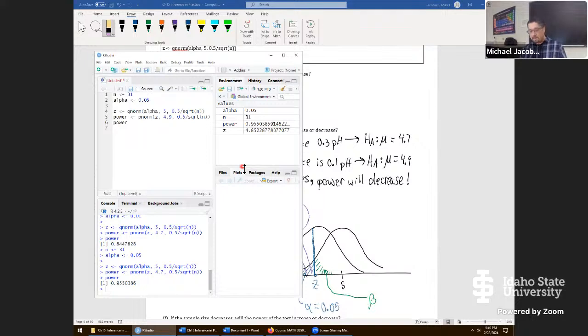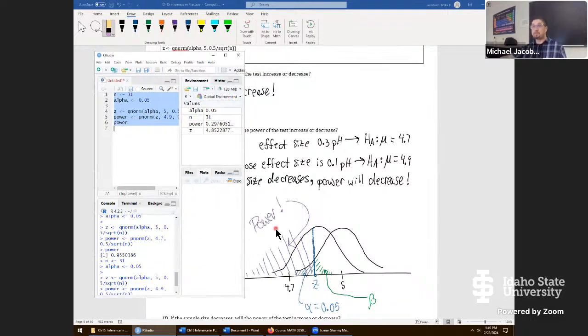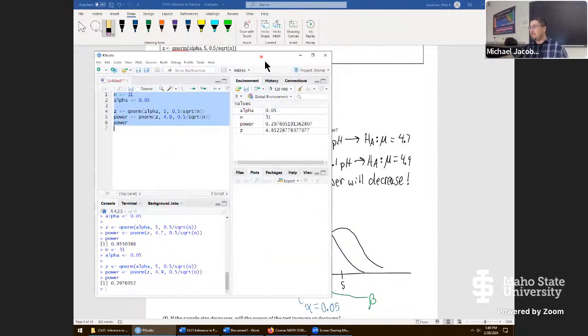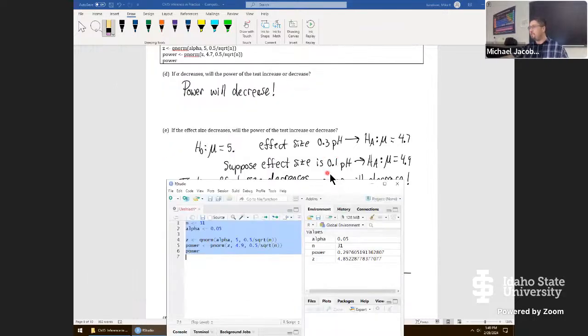There it is. Let's see what happens to power. Our power this time is diminished quite a lot. We can kind of see it on this not really great sketch diagram as well. And that's kind of the rationale behind this. If you have a very small effect size, your power is going to diminish unless your sample size goes really high to resolve that really small difference. But at a high effect size, you don't need very many samples at all to detect that.